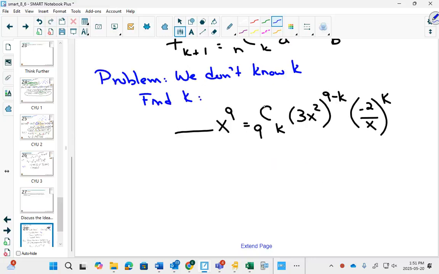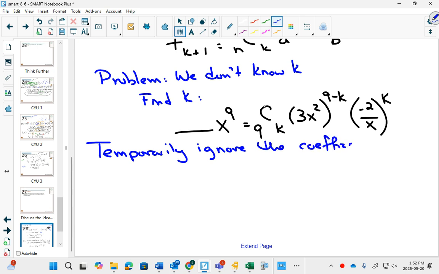Now, since I don't know the numbers in front here, the only hint that I have is the x and its exponent. So the next step is a little bit weird mathematically. Since the only thing I know is the x and the exponent, why don't I just ignore everything else? Because numbers in front will all get multiplied together to make a number in front, but I don't know what that number is. So if I temporarily ignore all the numbers in front, then I'm just thinking about the x to the 9.